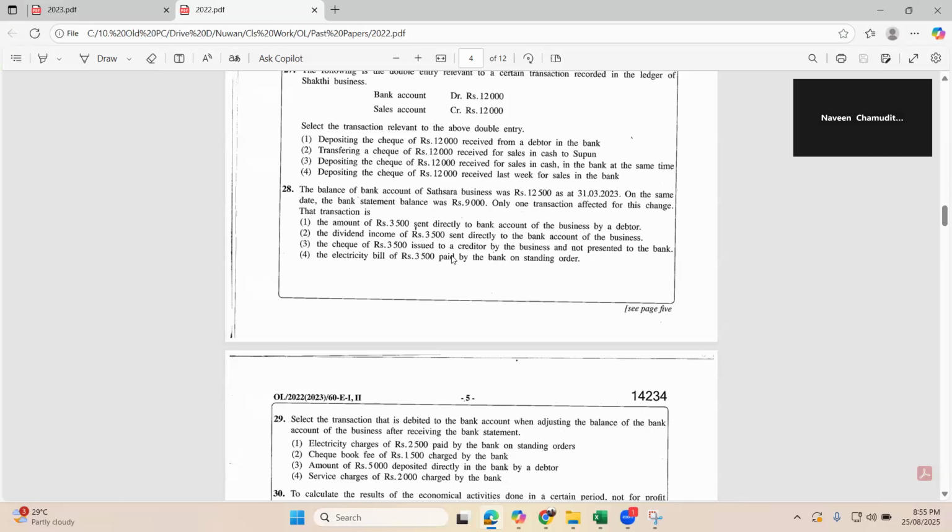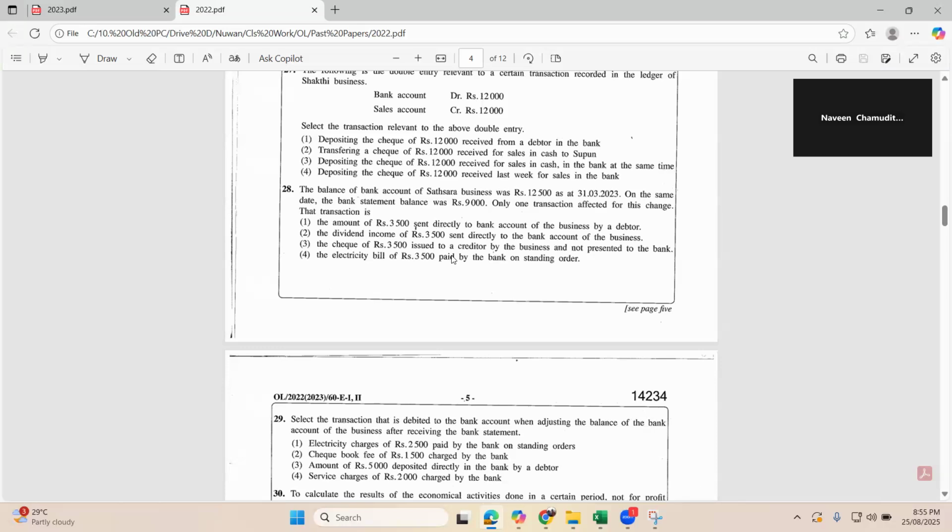Third one, a check of 3,500 issued to a creditor by the business and not presented to the bank. Again, if it's unpresented, the statement should have a bigger balance. But here, the statement is having a low balance, so that is not the answer. That's also wrong. If it's an unpresented check, the statement should have a bigger balance, but here the statement has a lower balance.